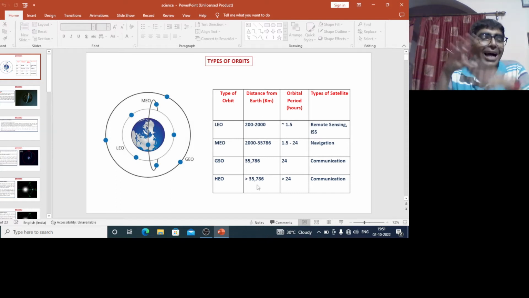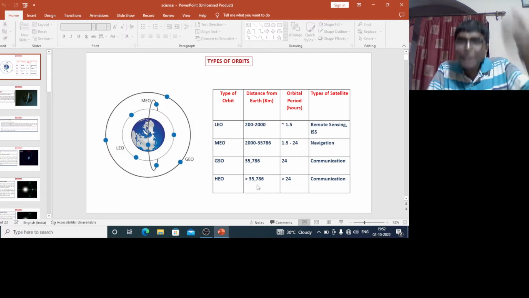So these are the types of orbit, and as I told, for the third orbit, the geostationary orbit, you have to keep in mind that this is also known as a transfer orbit. When a satellite goes with the help of a launch vehicle, it first makes its footprint in the transfer orbit.